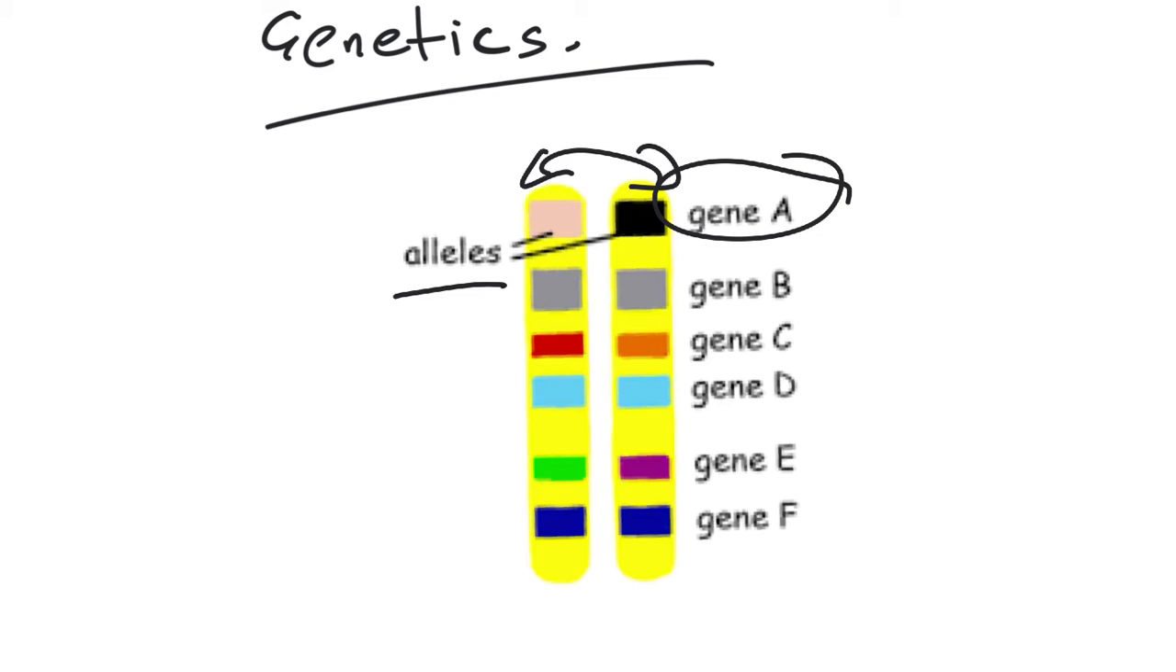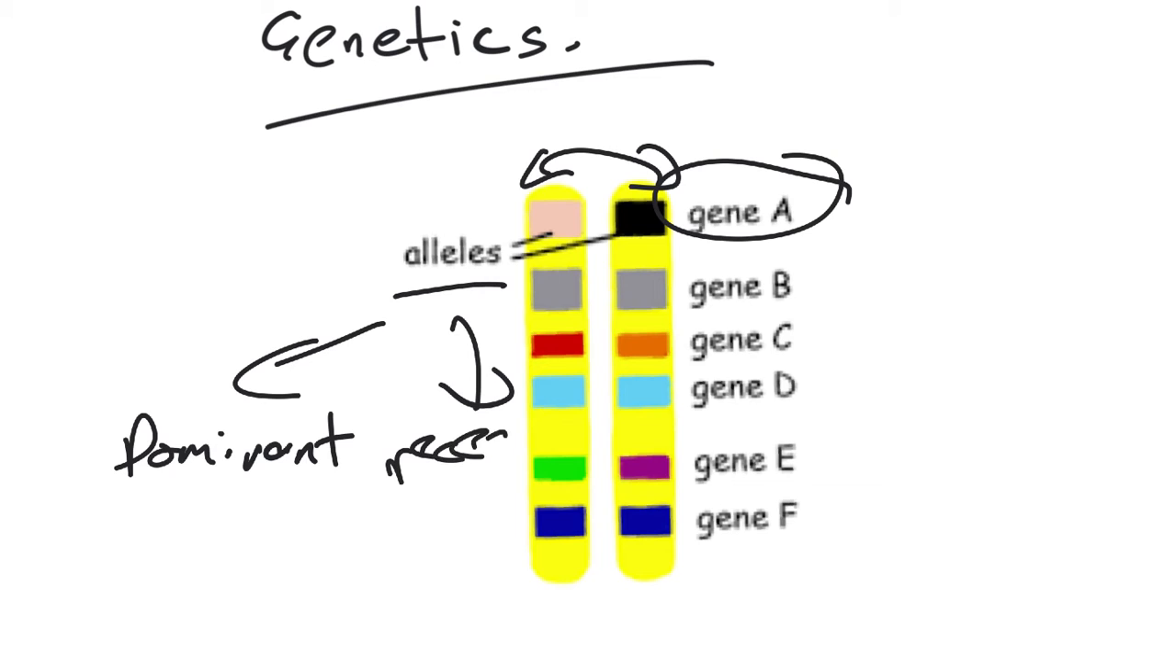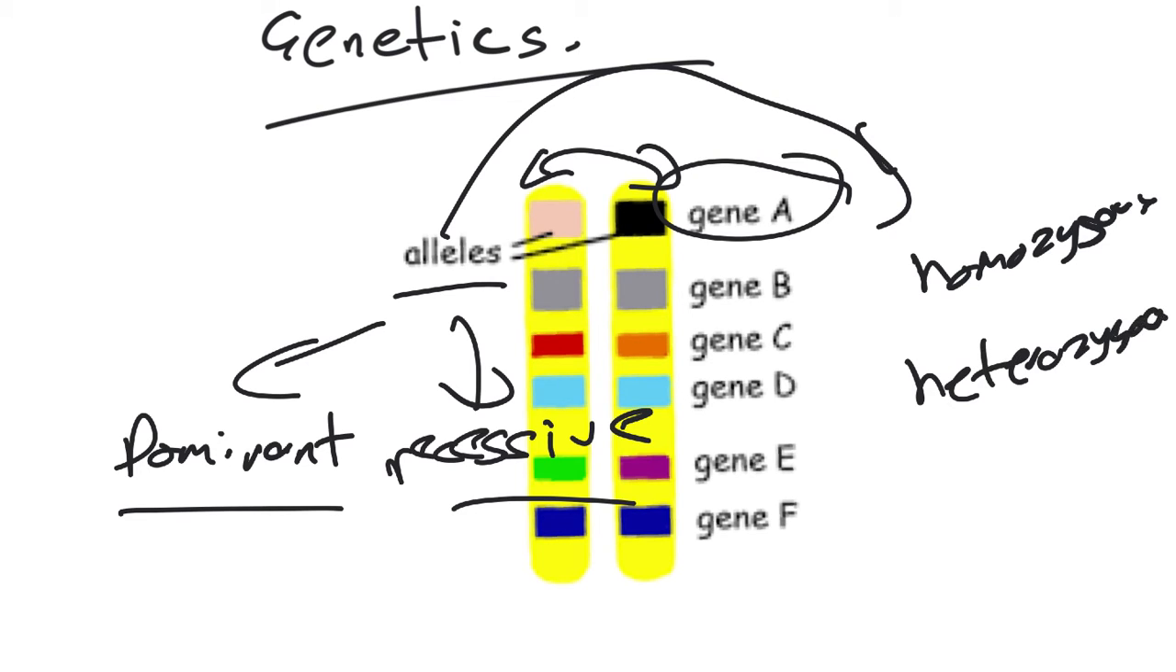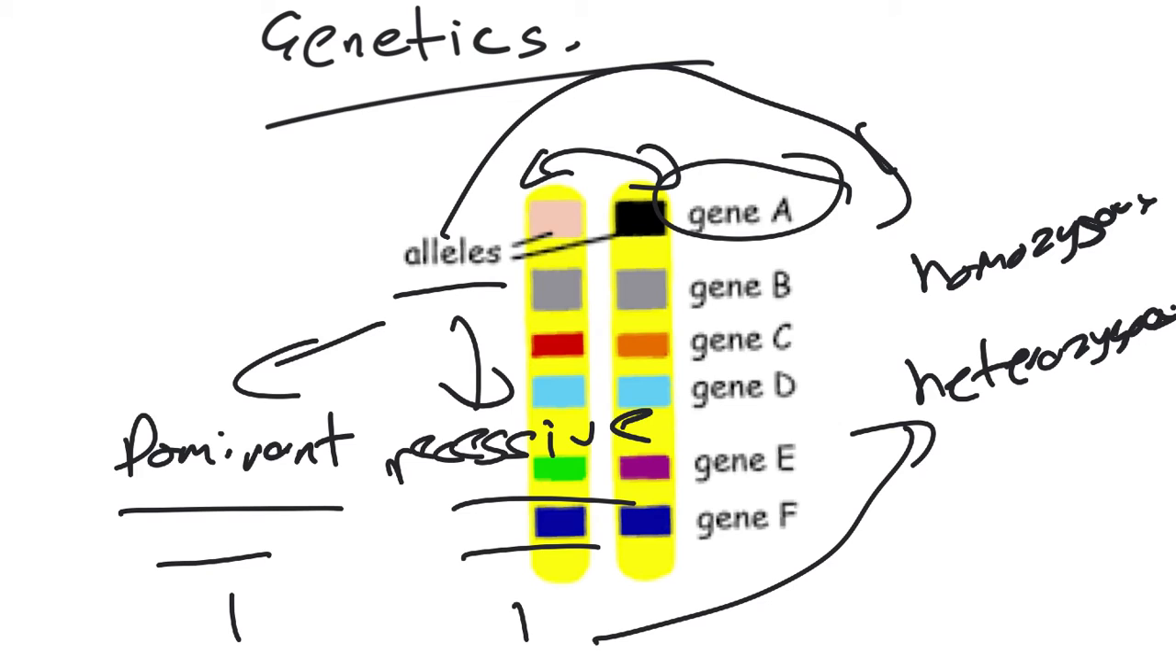And with these alleles, you can have dominant or recessive. And we'll look at why these two are important in a little bit. But these alleles in any individual can be one of two things. They can be homozygous or heterozygous. So if it's homozygous, you have both either dominant or recessive alleles, or if it's heterozygous, you've got one dominant, one recessive. That's what makes something heterozygous.